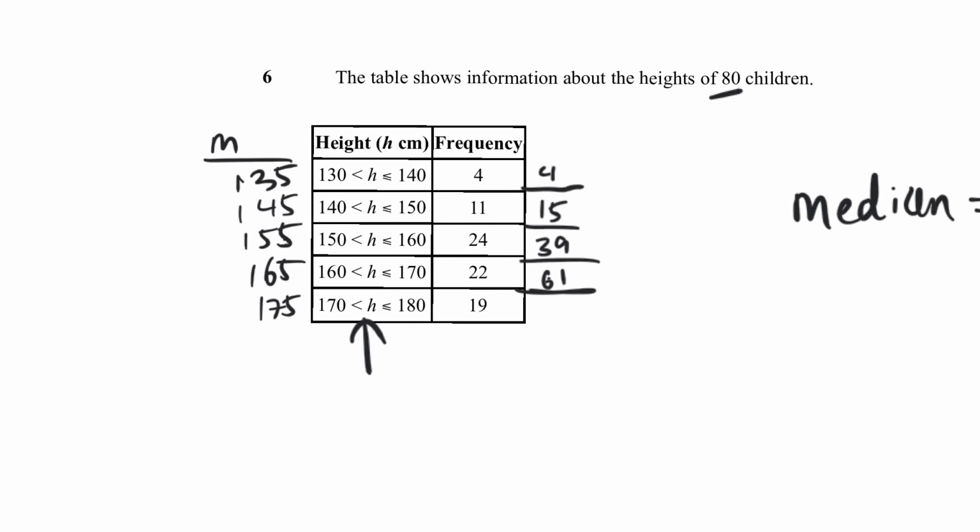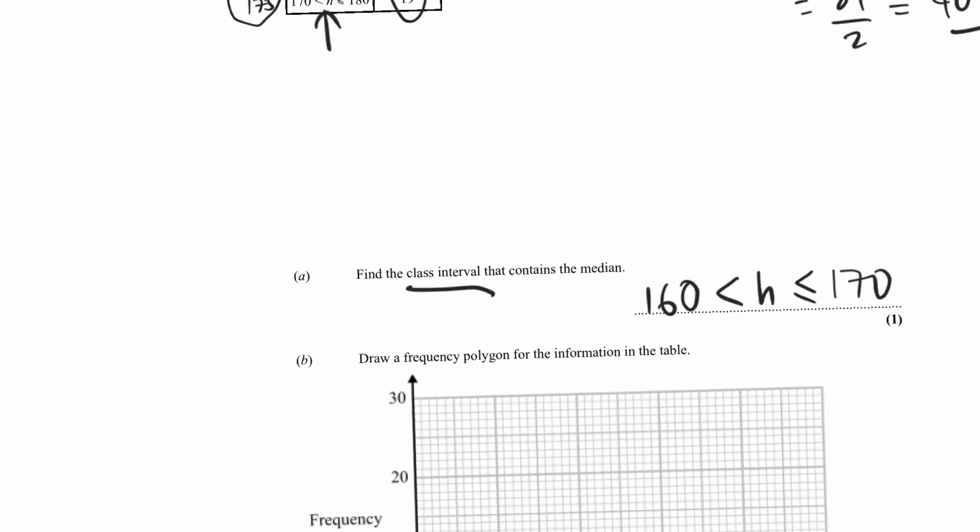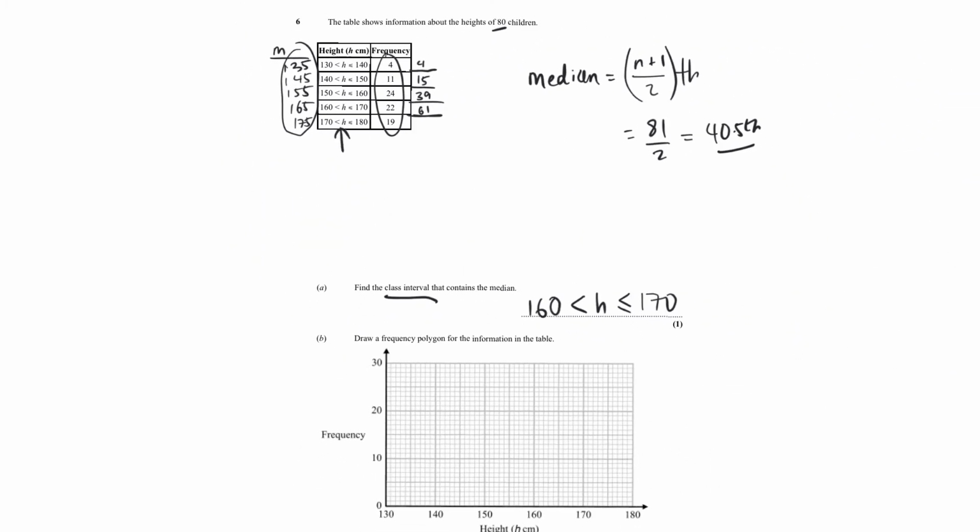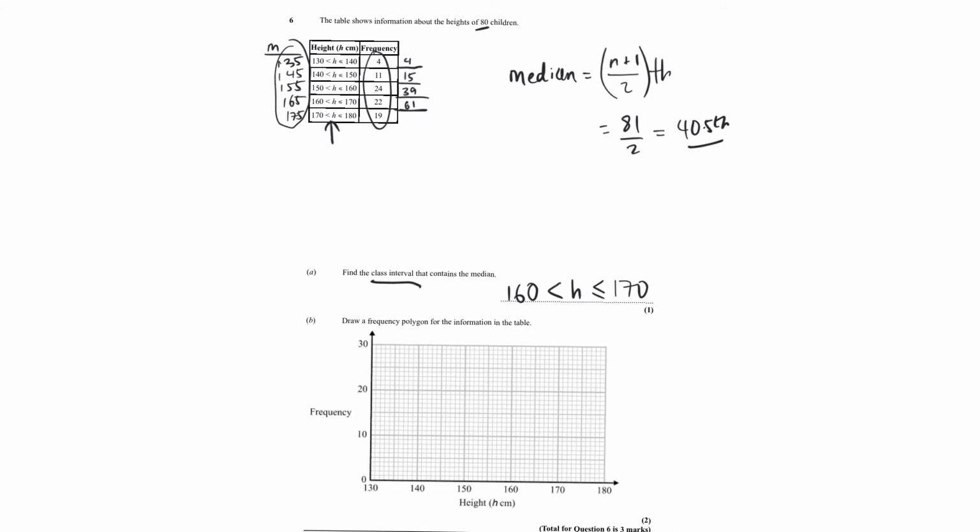Now that we've got the midpoints, your midpoints are going to be the x values, and then your y values will be frequency. So it's always from midpoints. If I zoom out so you can see both. Okay, so 135 is there. That's a value of 4, which is there. 145 is here, value of 11. 155 is here, a value of 24. 165 is a value of 22. And then 19.